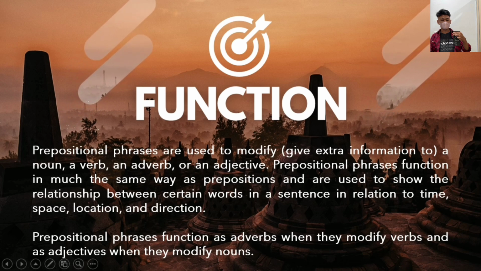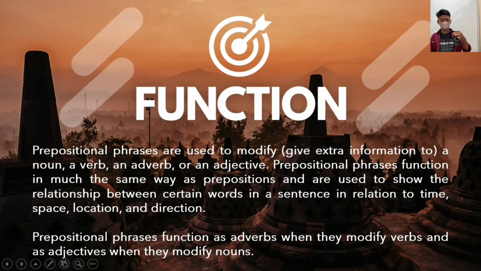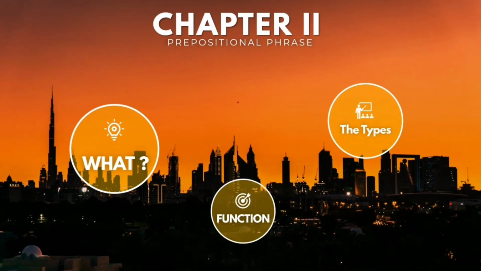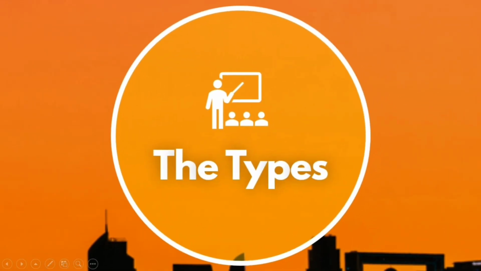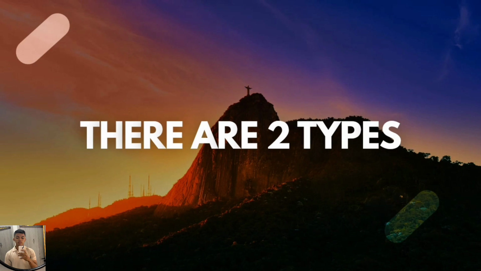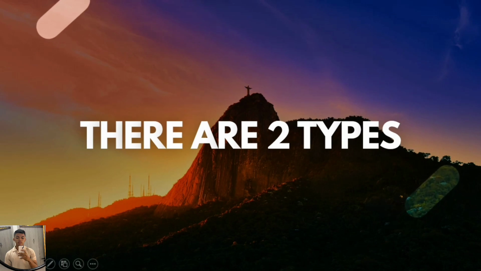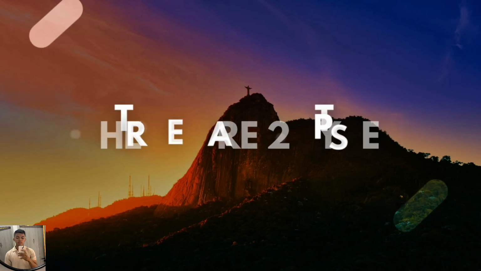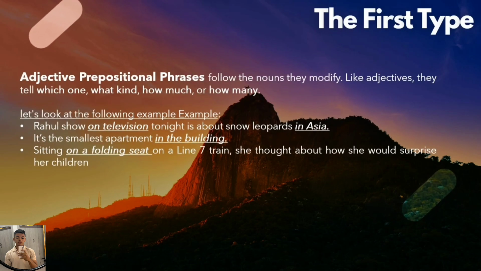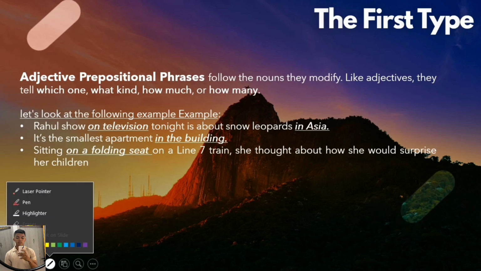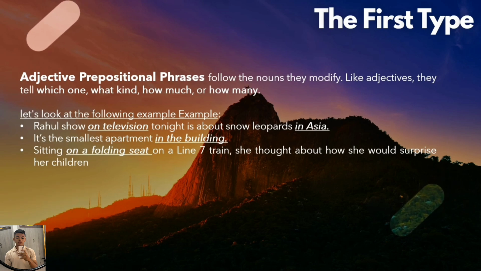Galan, please explain the types of prepositional phrases. There are 2 types. The first type is adjective prepositional phrases. Adjective prepositional phrases follow the nouns they modify, unlike adjectives which generally go immediately before the nouns they modify. Like adjectives, they tell which one, what kind, how much, or how many.